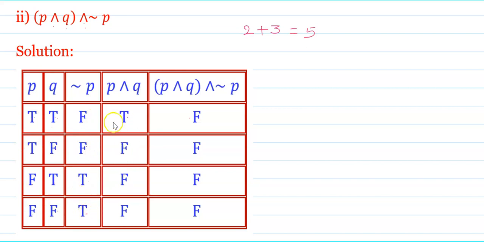Now find out the AND between first and second. How do we remember AND? Both of them must be true, then it is true. T and T is T. T and F is F. F and T is again F. F and F is F.